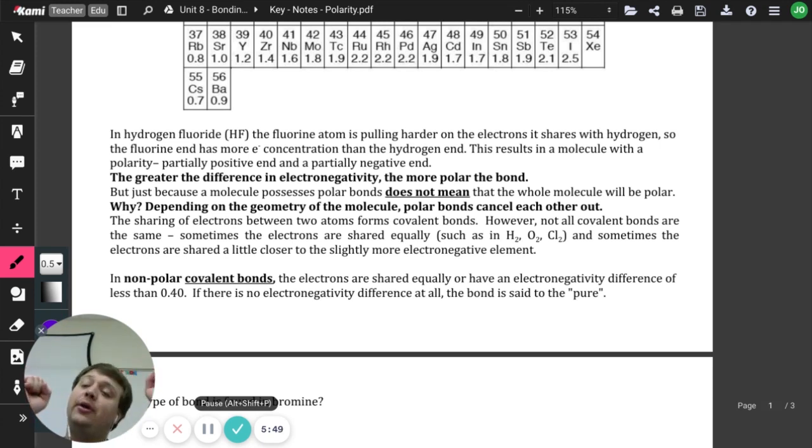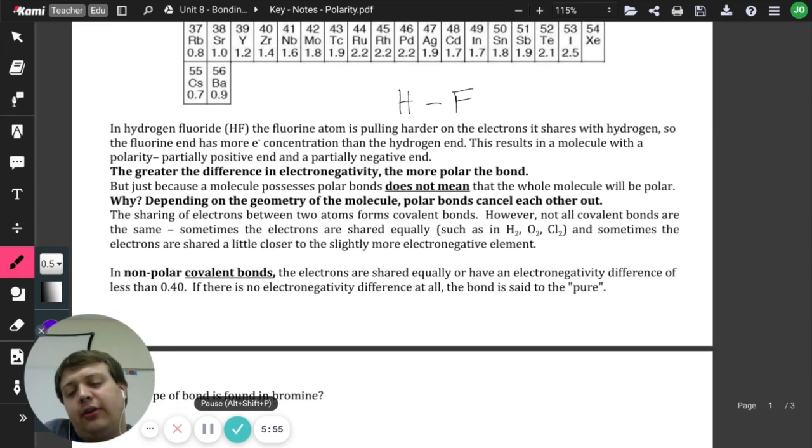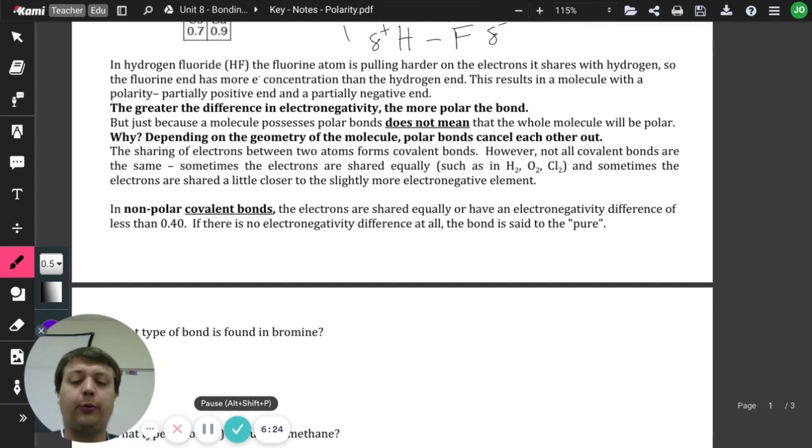Okay? And so when we have our hydrogen and our fluorine, the electrons are going to move towards fluorine. Well, what that does is make this fluorine slightly negative, and that makes this hydrogen slightly positive, because we've got that movement of electrons from one side of the compound to the other. Now, essentially, the greater their difference in electronegativity, the more polar the bond is. Okay? So, just because we have polar bonds doesn't necessarily mean that a molecule is polar.